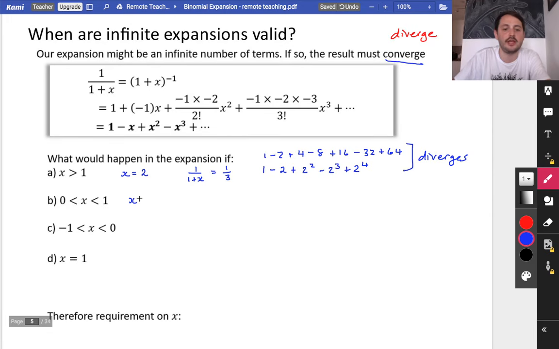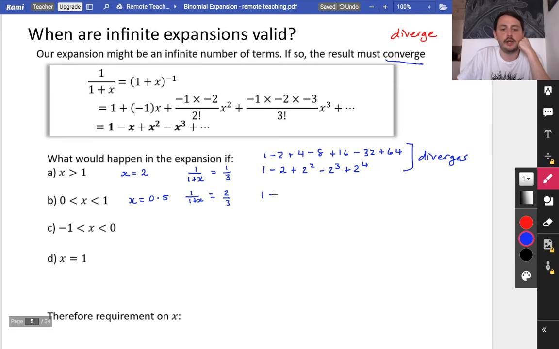Let's say that x was equal to, I don't know, let's just go with 0.5. So we would have 1 over 1 plus x, that would be 1 over 1 plus 0.5. I'm being lazy, as you can see. 1 over 1 plus 0.5 is 2 over 3 when you put that in. So we're hoping we're going to get something that's a bit like 2 over 3.